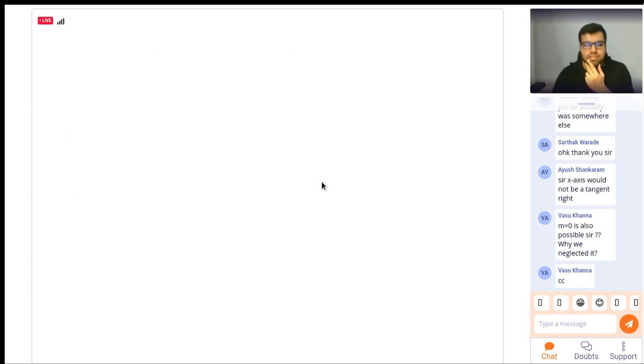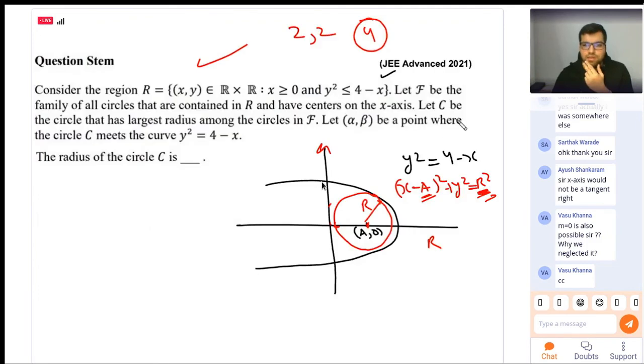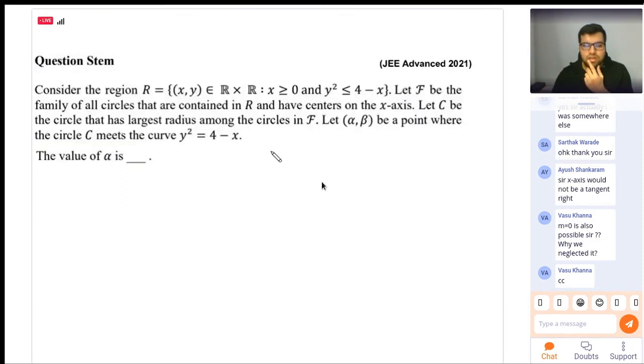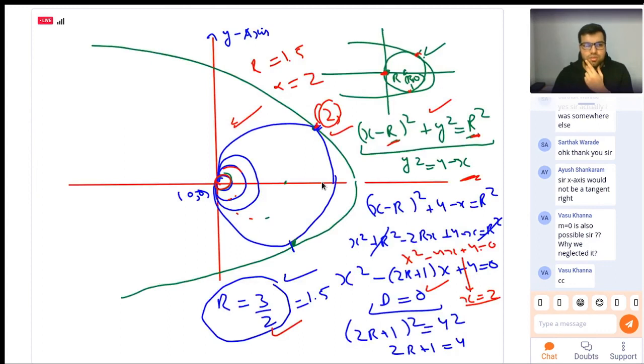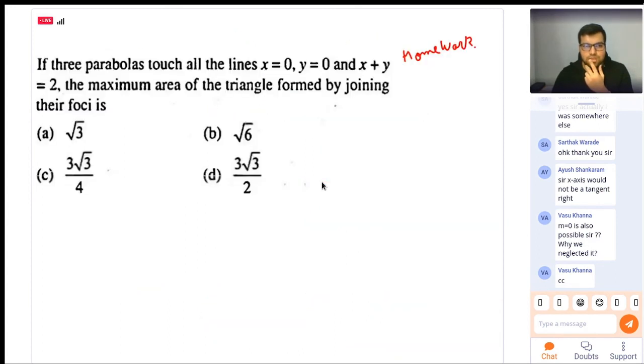Challenges: in challenges we have already discussed how to attempt these questions. In challenges I kept JEE Advanced 2021 problems. I have already given you the solution for this. Over here I have given you the solution. So this is all for the class. Revise the notes. If you have 2-3 minutes, I want to solve this particular question.